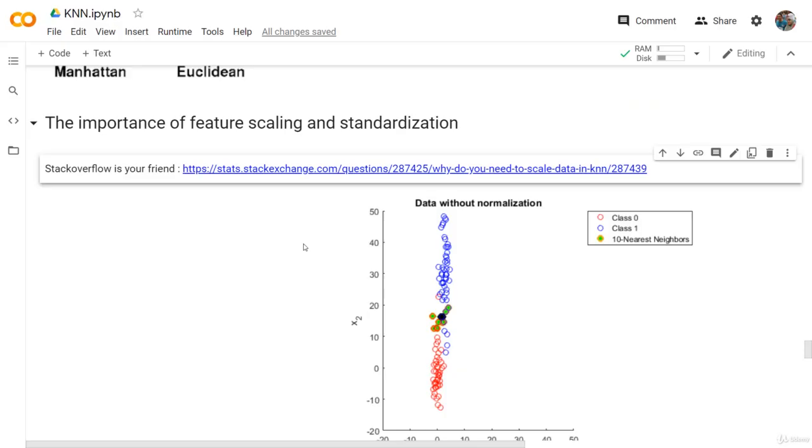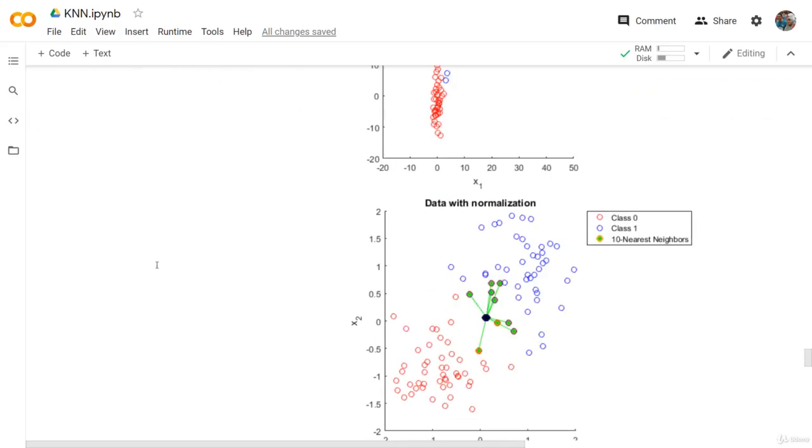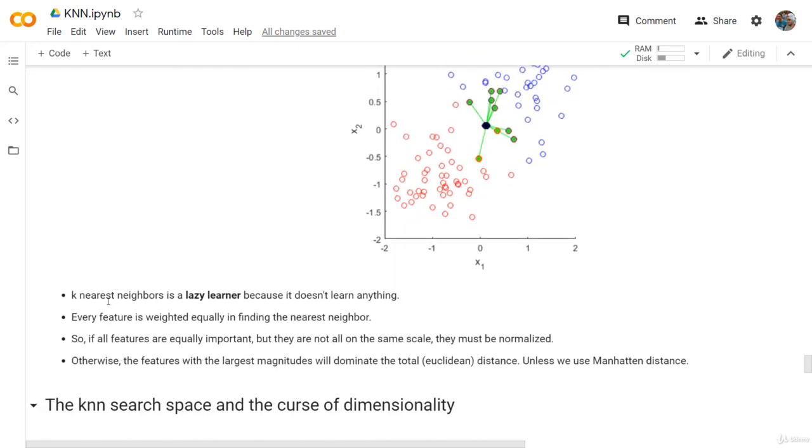Okay, now let's go back. Now, in addition to what we have seen in the Stack Overflow question, you need to understand that k nearest neighbors is a lazy learner, right? What do you mean exactly by a lazy learner? It doesn't really learn anything, right? It's not like linear regression where we are learning parameters, right? It's a non-parametric model, so it's a lazy learner.